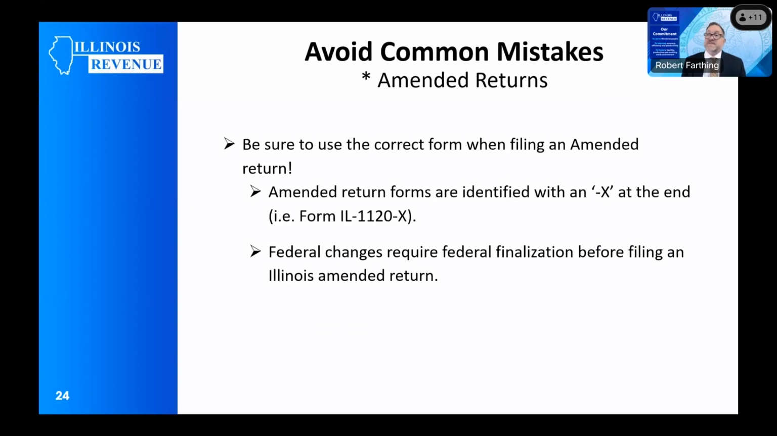When it comes to amended returns, we also want you to make sure you're using the correct form. Just like an original return should be on the correct year's form, the amended return does as well. File using an amended form, which is identified with an X in the form name. For example, the form 1120X or IL 1120X. Then when you're making federal changes, a finalization date is required before we can process that amended change. If you're able, include that federal finalization with the filing of the amended return.